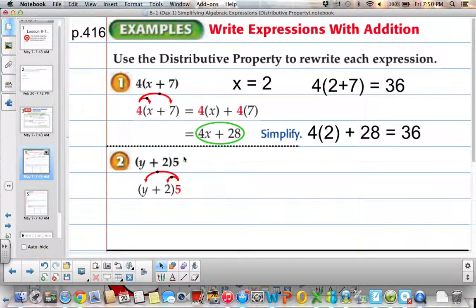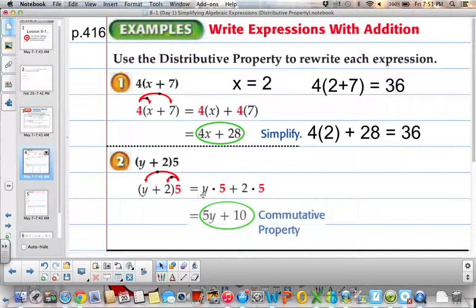Okay, the same would go if our number outside of the parentheses is on the other side. So normally our number would be on the left side and we distribute it out into the parentheses, but we would do the exact same thing. Our 5 would go to the y and the 2. So then we can write it as y times 5 plus 2 times 5. And then we would have 5y plus 10.